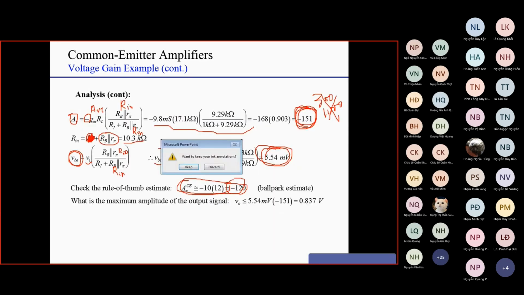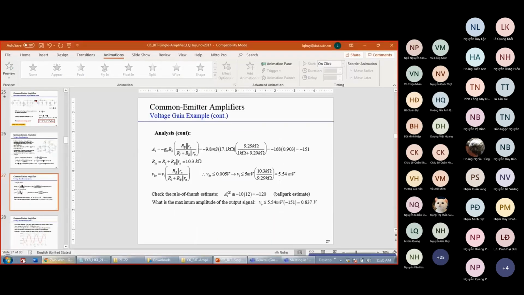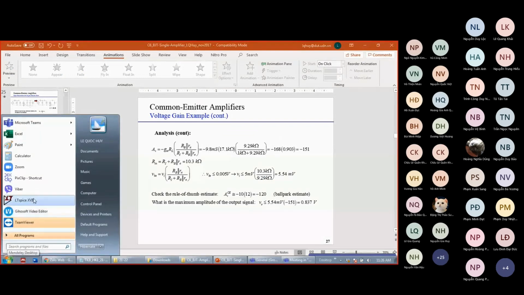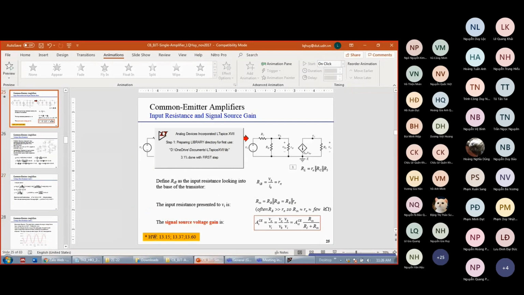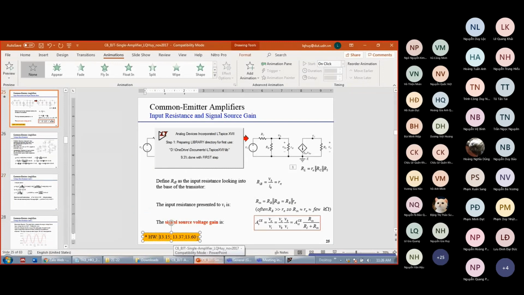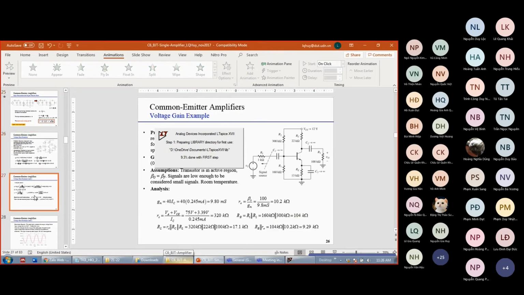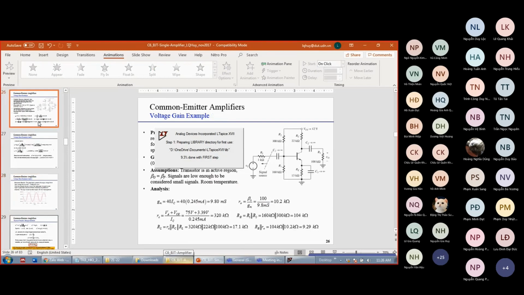Simulation result. At home you can simulate the circuit with LTSpice. For all of your homework, after hand calculation, you can simulate with LTSpice to verify your hand calculation result. So let's simulate this circuit, for example.